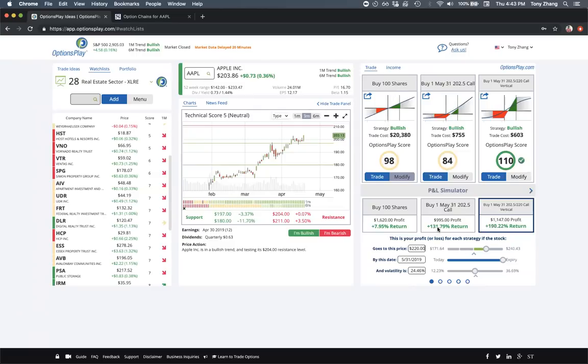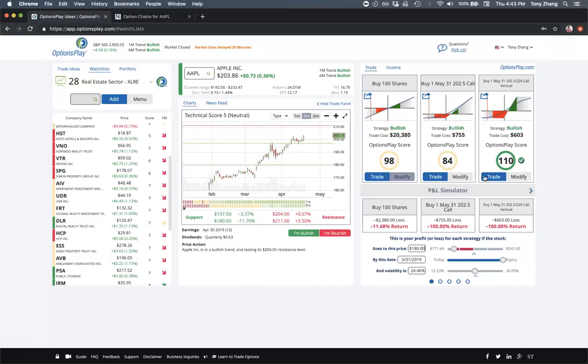At 220, I do make a very nice 131% return on the call option, but I make 190% return on the call spread. That's really the benefit of trading call spreads versus outright buying the call: it gives you a boosted return if you are correct, and vice versa if the stock declines back to, let's say, 180 on poor earnings. If they miss on earnings and they fall back to 180, if you had bought 100 shares of that stock, you'd lose $2,300. If you bought a call option, you would lose $755. If you bought this call spread, you lose only $603, a fraction of what you risk in the other two.